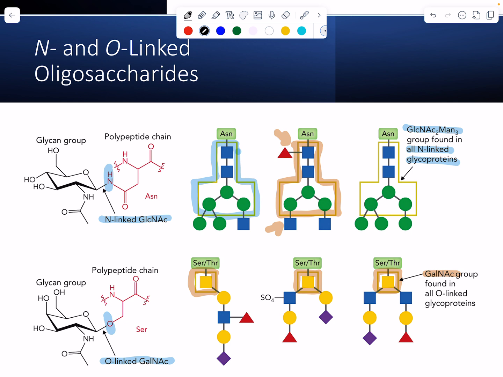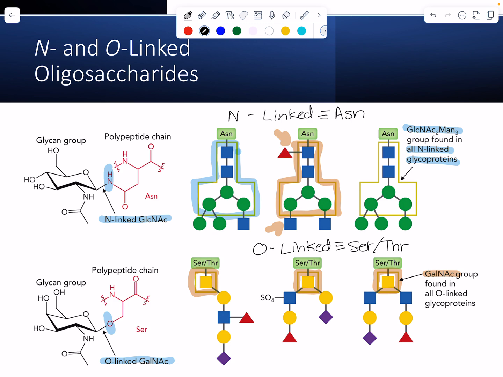So these are our N-linked, and those go to asparagines. And then O-linked can either be a serine or a threonine. Okay, and those are our hydroxyl-containing amino acids. We don't really use tyrosine for linking up, even though it has a hydroxyl group. We don't link up to glycans that way.